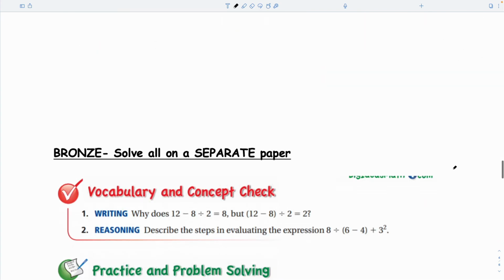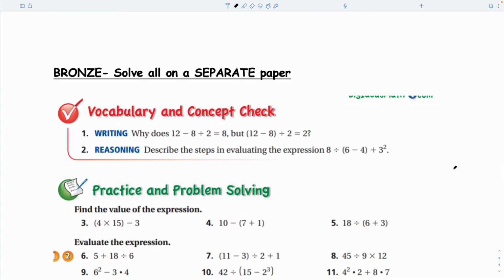Flip to bronze, please. I'm gonna show you something that I'm already seeing on bronze. Then I'm gonna give you 5 minutes of independent work while I pass out your homework. We'll finish up with some rare birds. Sure, it's Friday. Notice what it says up here. Bronze, solve on a separate paper. There's a reason for that.